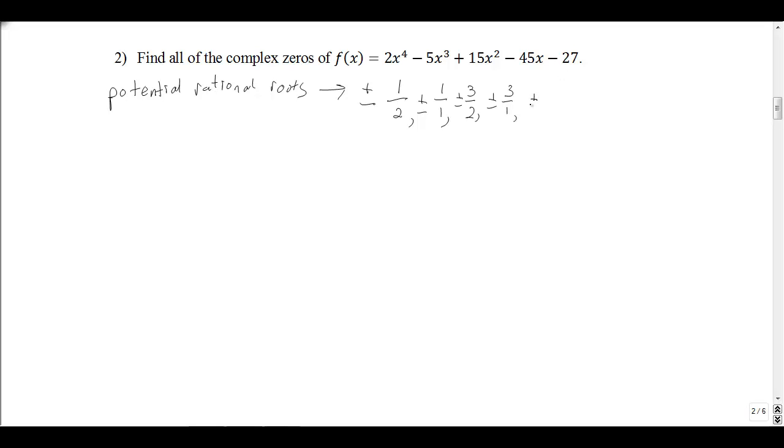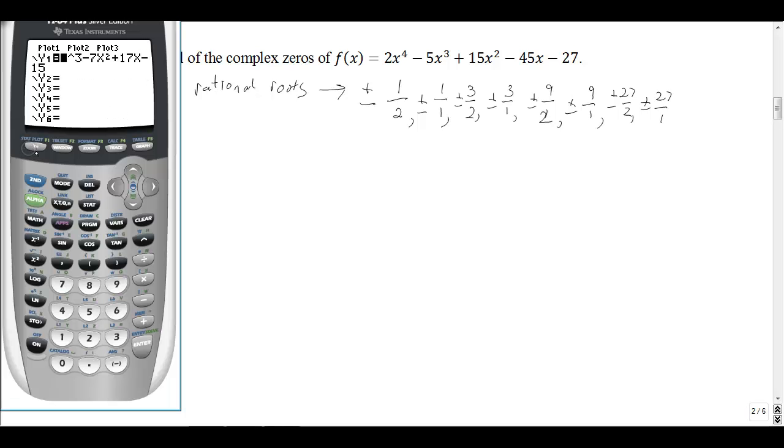Next factor of 27 is 9 over 2, plus or minus 9 over 1. Last factor of 27 is 27 over 2, plus or minus 27 over 1. Now those are my possible roots. It tells me I really only have to go up to 27 to check if this works out. I'm going to use the calculator to do this as well. So let's switch to our calculator.